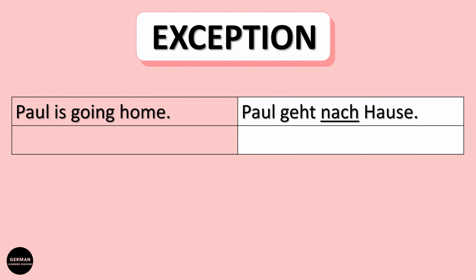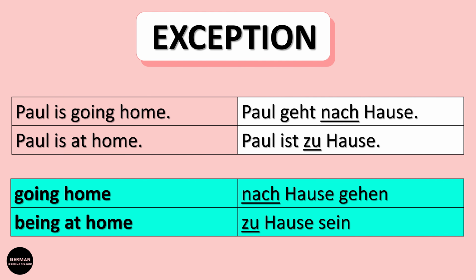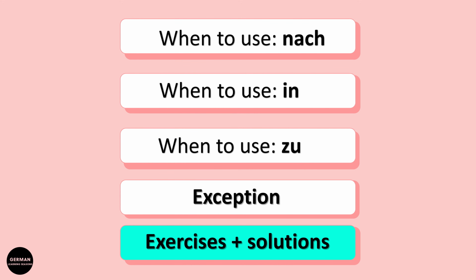Alright, we can carry on with our exception. When we want to say Paul is going home, then we say Paul geht nach Hause. Paul is going home. But when we want to say Paul is at home, then we say Paul ist zu Hause. That's just an exception you have to remember. So going home is nach Hause gehen and being at home is zu Hause sein. Alright, now it's time for our exercises.